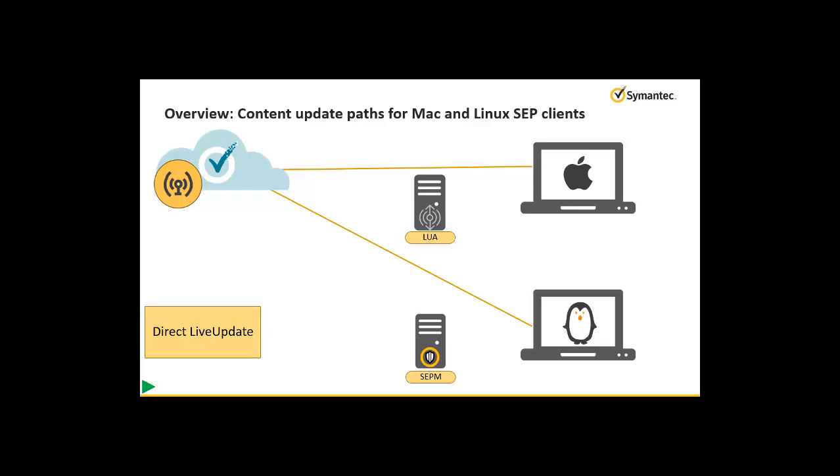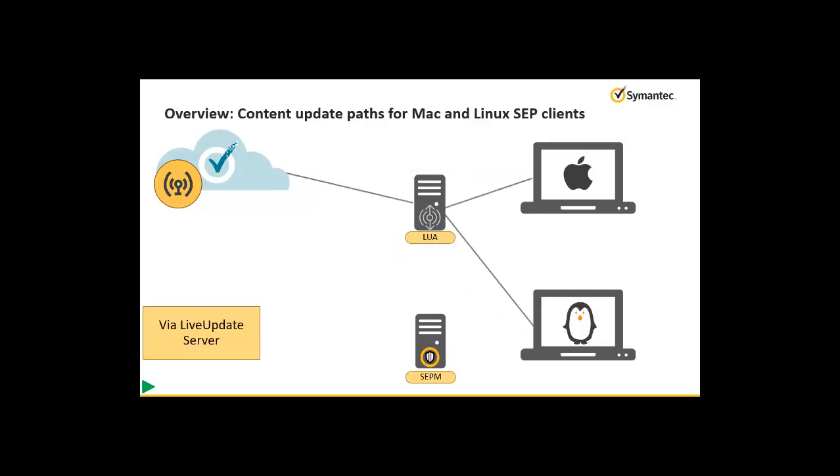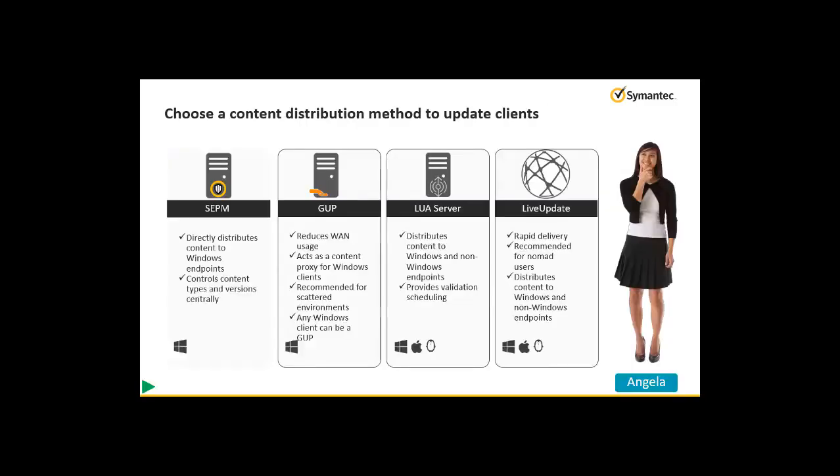Mac and Linux clients can retrieve content only through Live Update. However, Live Update can be configured to point to multiple content sources: directly to the internet, using an internal Live Update server, or using the SEPM configured as a reverse proxy. Choosing a content distribution method relies on the client's operating system. Windows clients have the largest choice to match the most demanding environmental constraints.